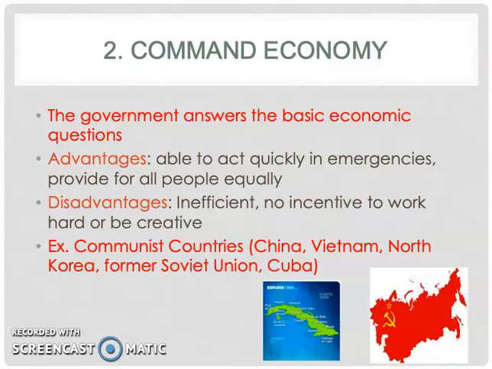The disadvantage, though, is they are very inefficient. There is no incentive to work hard or to be creative. People do those same jobs. They're paid pennies on the dollar. Okay? So in a command economy, we see that the government answers the basic economic questions.